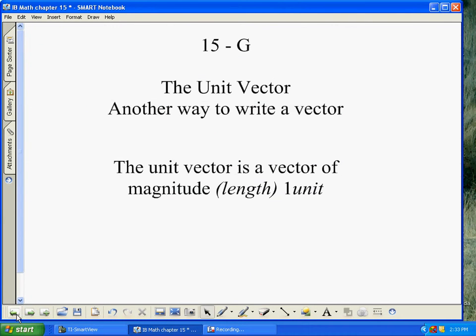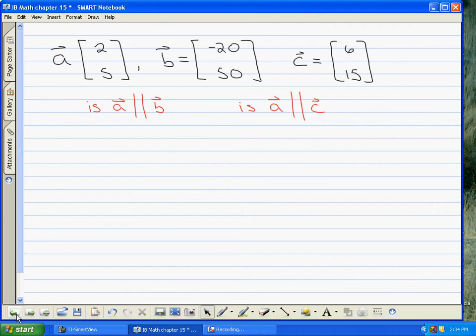Moving on, just one page, here are some more examples. If vector A is equal to 2, 5, and vector B is equal to negative 20 over 50, and vector C is equal to 6 over 15, then the first thing we want to know is, is vector A parallel to B? And the second thing we want to know is if vector A is parallel to C.